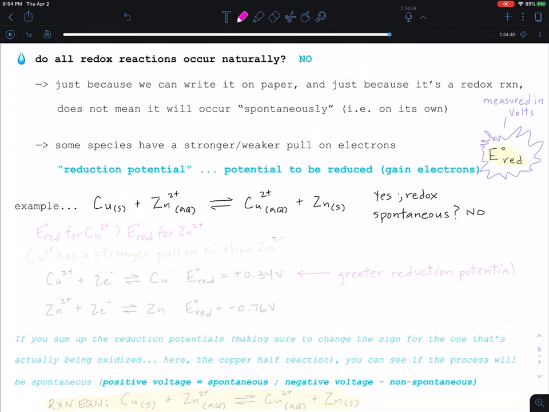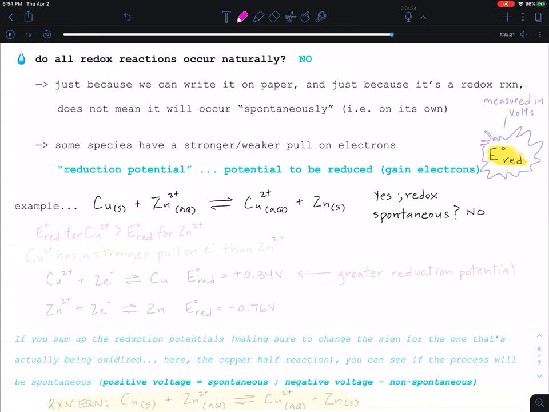So this right here, this E red, this is the reduction potential of a species. What's that little weird zero up there, that degree symbol? That just means this is done under standard conditions. Your solution is exactly 1 molar, right? And you're doing this at 1 atmosphere of pressure. So there are very specific reaction conditions that we consider to be standard conditions. When we report these voltages, that little degree symbol means we were under standard conditions when this was measured.